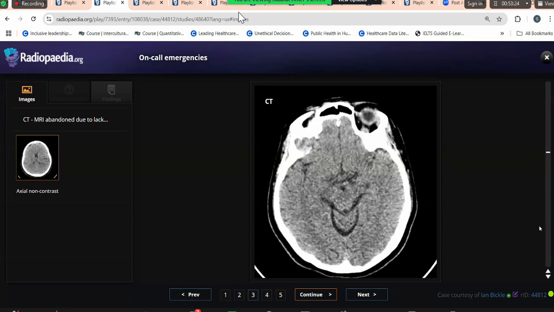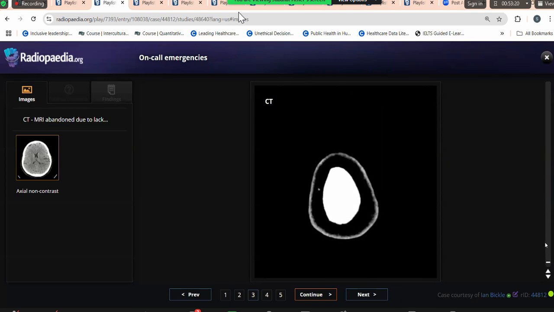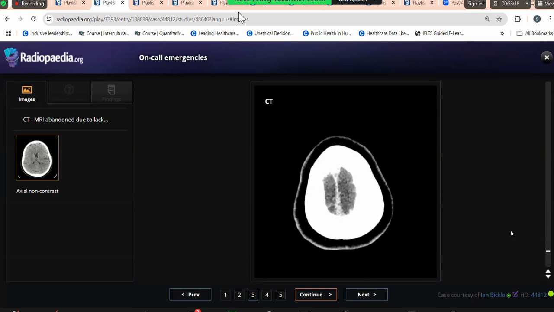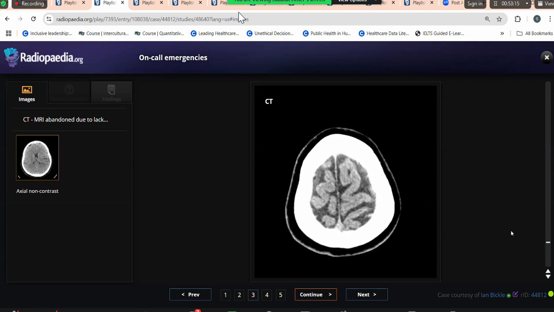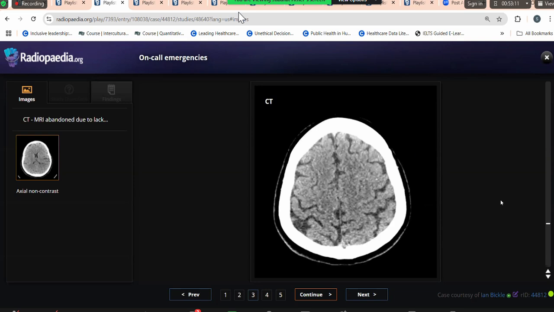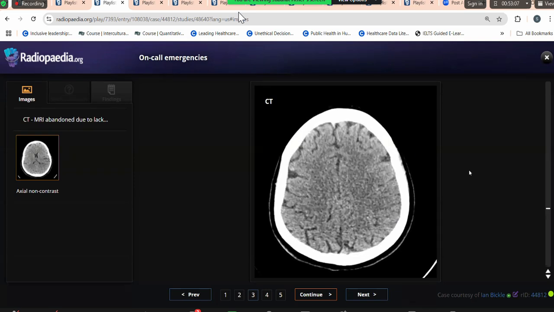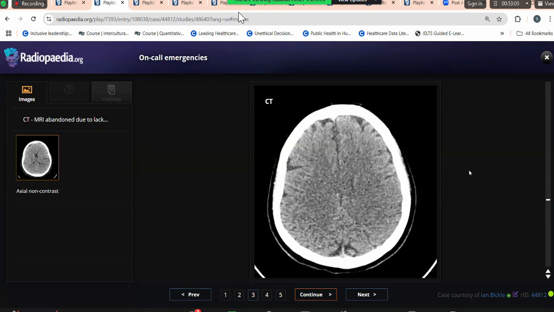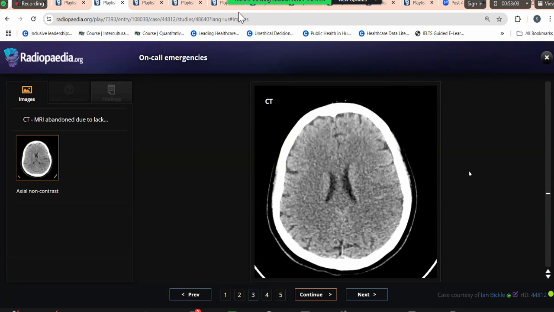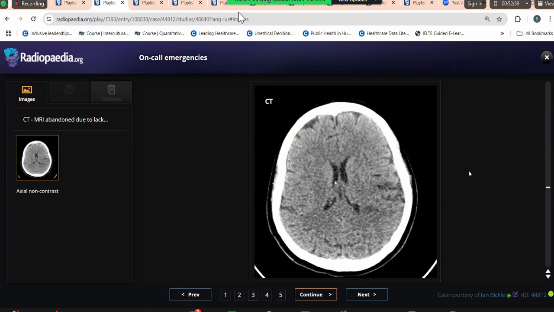So I'll be scrolling from top to the bottom once again. I can appreciate the skull looks normal to me. Bilateral cerebral cortices in the parietal lobes look normal. No evidence of any white matter abnormality appreciated. Centrum semiovale also looks normal. No evidence of any ventricular dilatation appreciated.